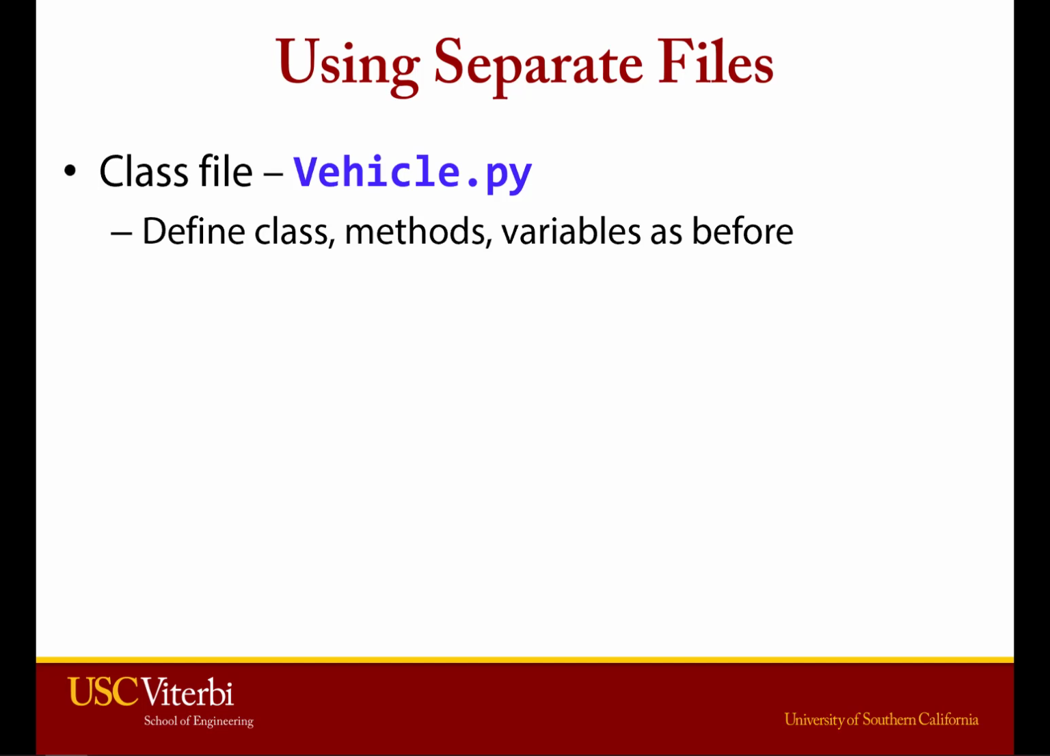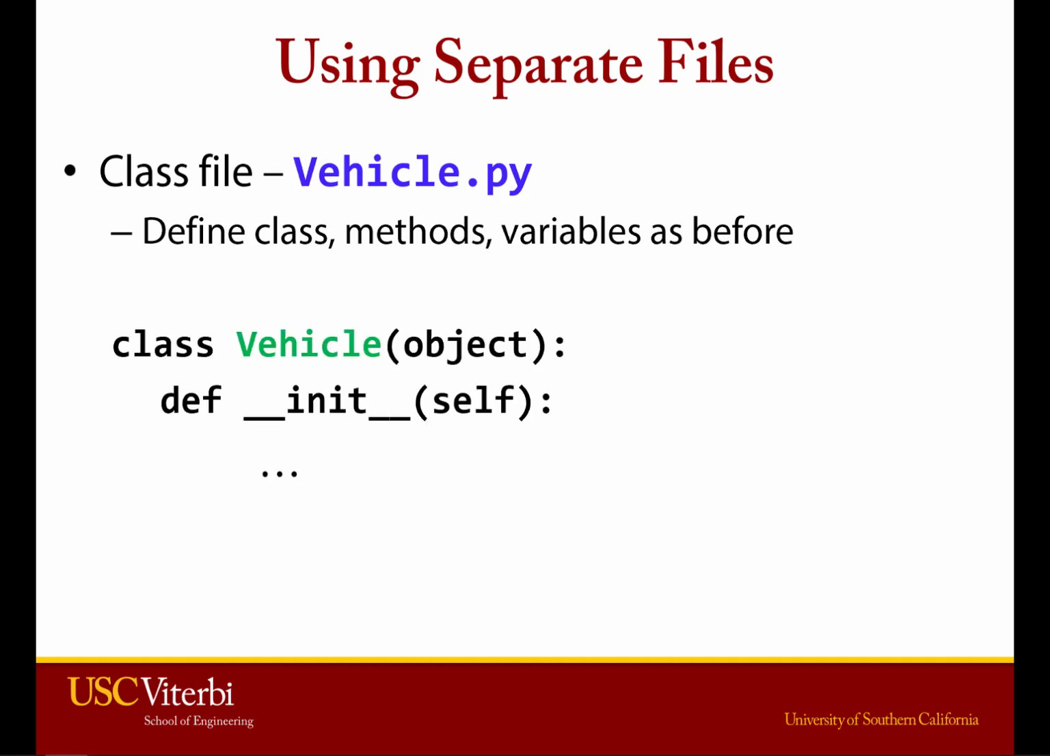So how this would look is we would have a file called vehicle.py. You would write the code just as we did before in class. You'd have your class declaration, your attributes, your methods, same thing as before. But what you wouldn't have is main. You would simply have the class. So there's going to be no main here. Okay? Just the class.